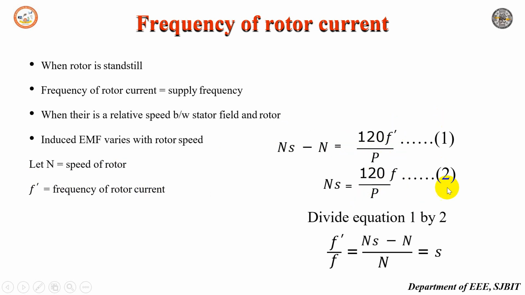If you divide equation 1 by 2, we get f'/f = (Ns − N)/Ns. This is Ns, which is determined as the absolute slip. So f' = s × f. The frequency of the rotor will be equal to slip times the frequency of the supply.